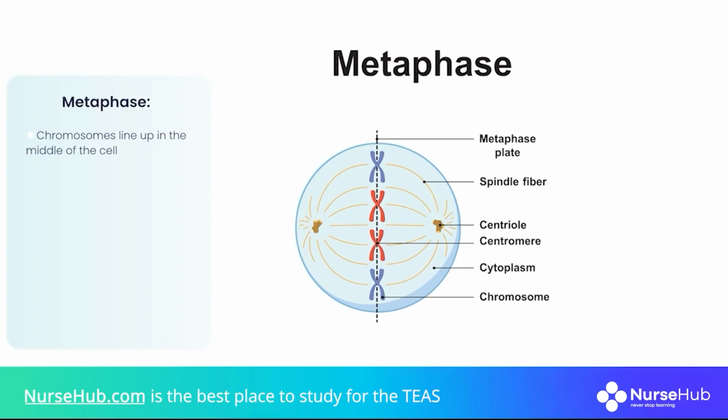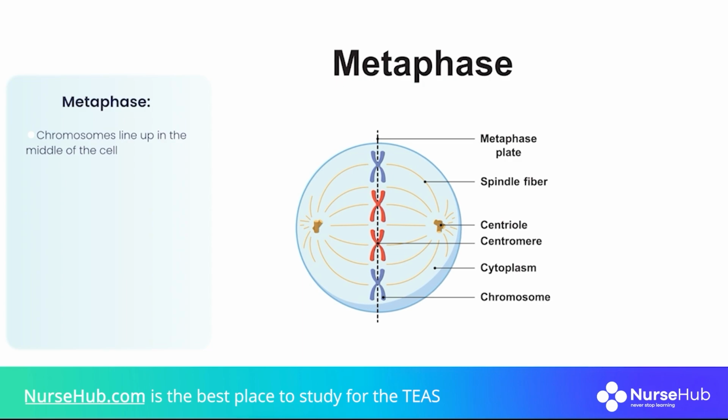The chromosomes line up single file along this plate or plane. The alignment is essential for ensuring that each daughter cell receives an equal and complete set of chromosomes during cell division. Before moving into anaphase, the cell completes a quick checkpoint to make sure that all of the chromosomes are lined up correctly, that all of them are connected to the spindle fibers by their kinetochores.